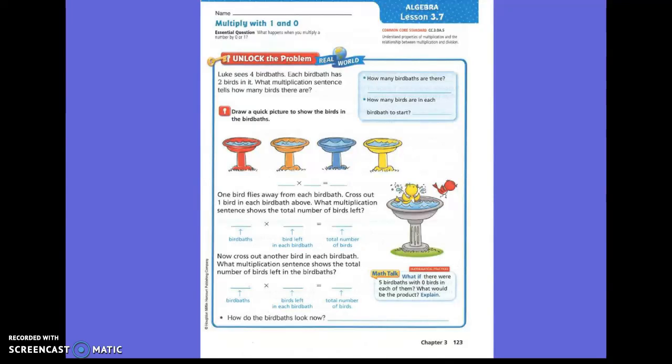Boys and girls, today we're going to model multiplication with the factors 1 and 0. We are going to multiply with numbers 1 and number 0. Read the story, please. Blue sees 4 bird baths. Each bird bath has 2 birds in it.